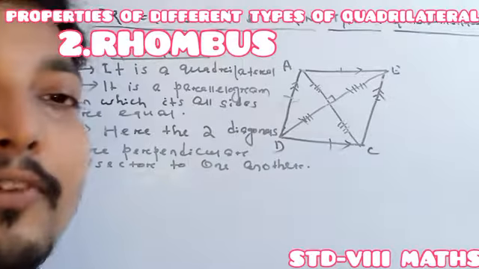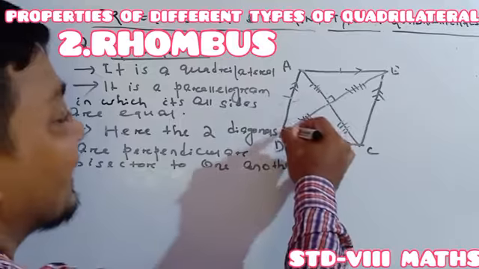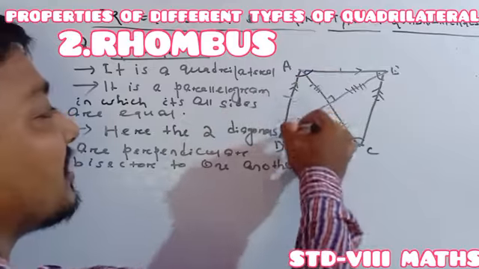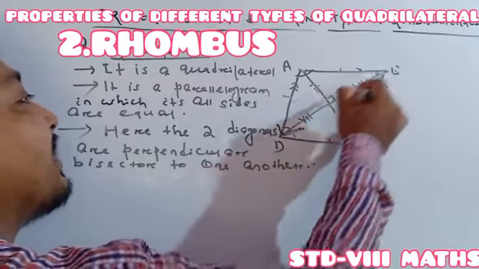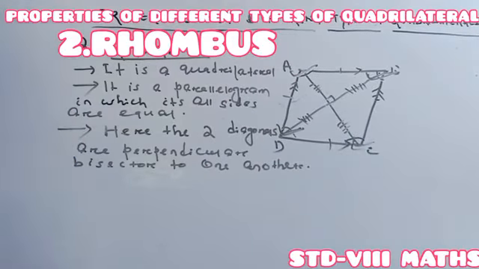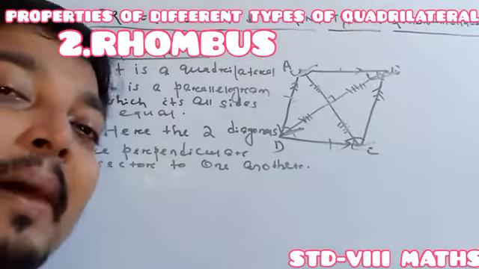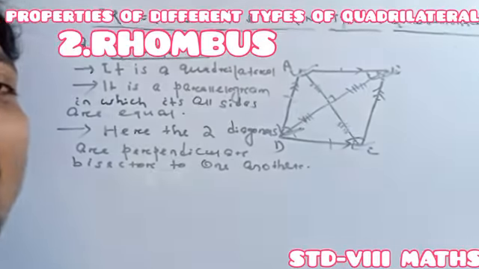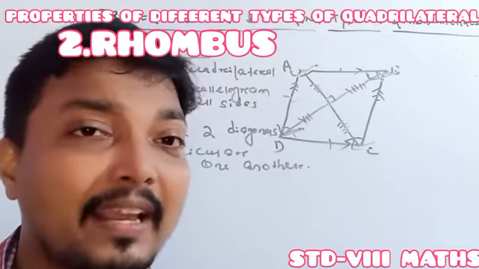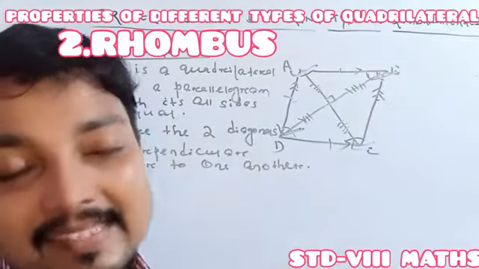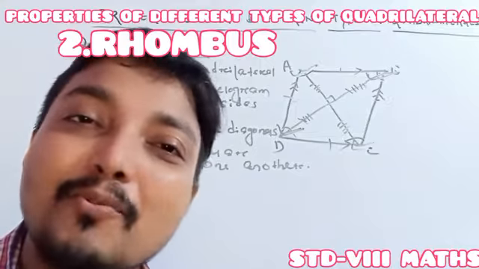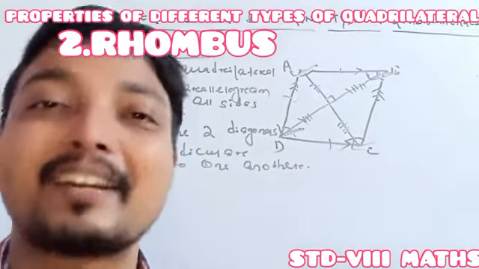Otherwise, the rest of the points are the same. The sum of these two angles is 180, the sum of these two is 180, and opposite pairs of angles are equal. Understood? The rest of the points are just like the parallelogram. The only extra thing is that all of its sides are equal. Along with the diagonals bisecting each other, here they bisect each other at 90 degrees. Otherwise, we can say by a new word that both diagonals are perpendicular bisectors to one another.